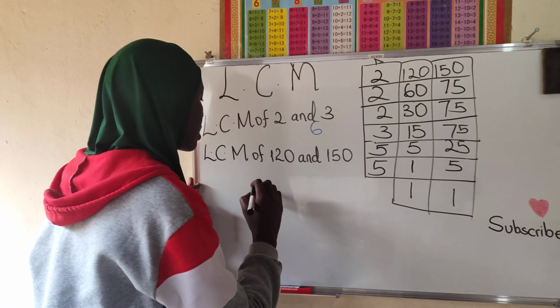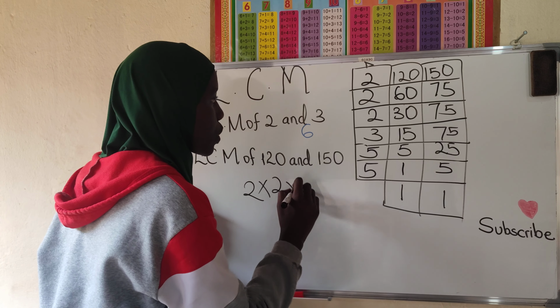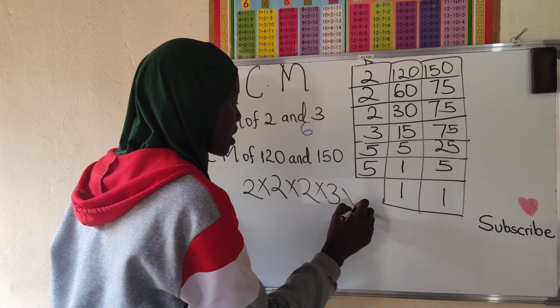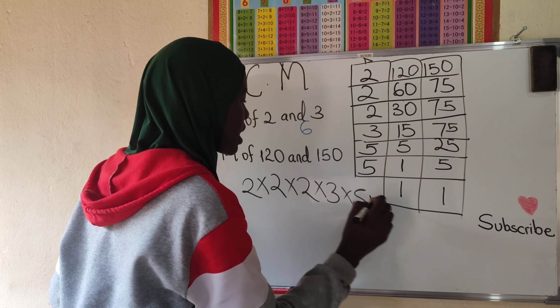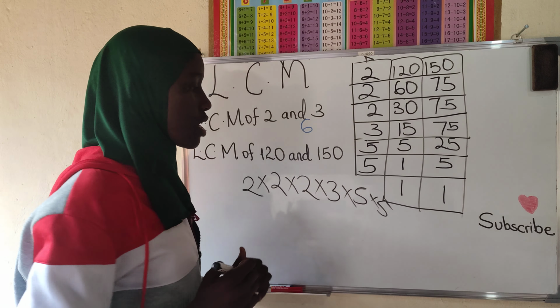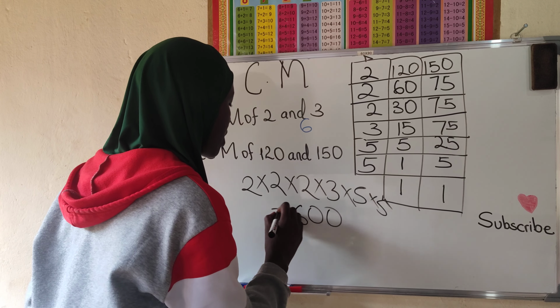So we shall multiply these numbers. 2 times 2 times 2 times 3 times 5 and times 5 to get the LCM of 120 and 150, which will be 600 if you multiply all that.